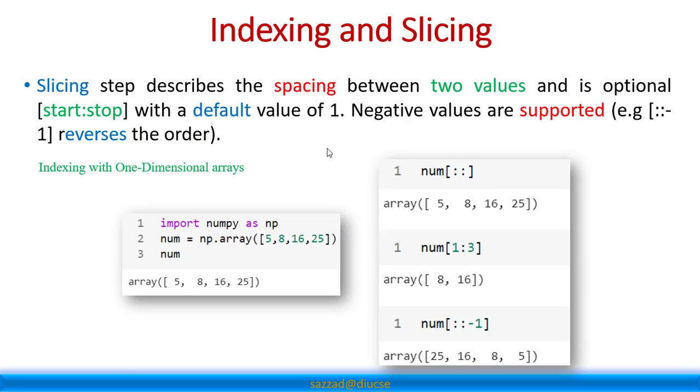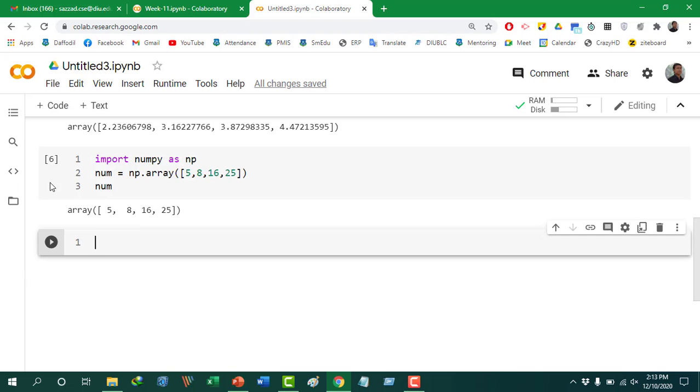Now the slicing step describes the spacing between two values, along with the start and stop. When we slice, we need to mention the start point and the stop point, with a default step value of 1. Negative values are supported. We can also use negative values in the notation, and when we do, it will reverse the order of the values inside the array. So you can see here, say we have an array. Let's move on to Colab and see it. We already have this array.